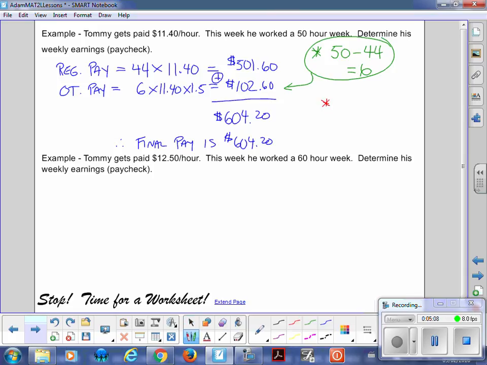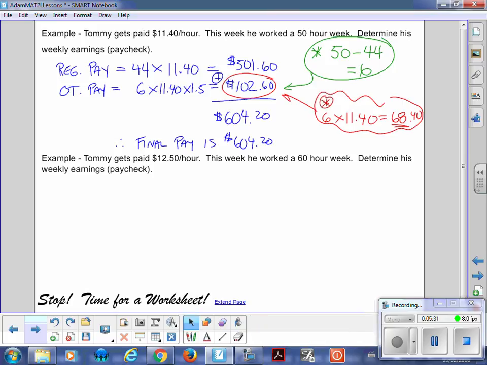Now, you don't have to do this every time, I just want to show you those 6 hours times 11.40. What happens if those 6 hours were just regular pay? The difference is $68.40. You made $102 on overtime, and if it was just regular pay, you made about $70. So you made an extra $30 working those extra 6 hours in terms of that 1.5. That's how you would do your calculation.